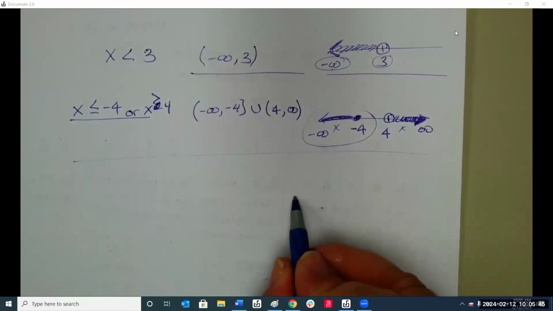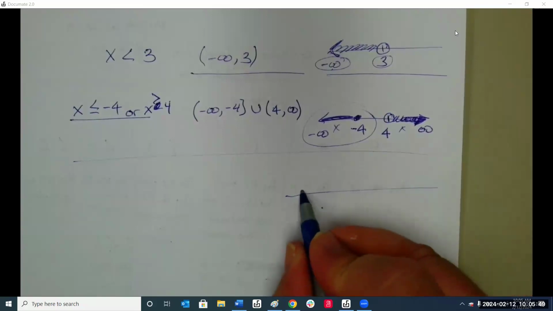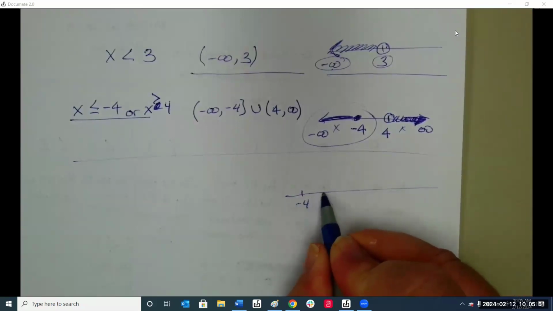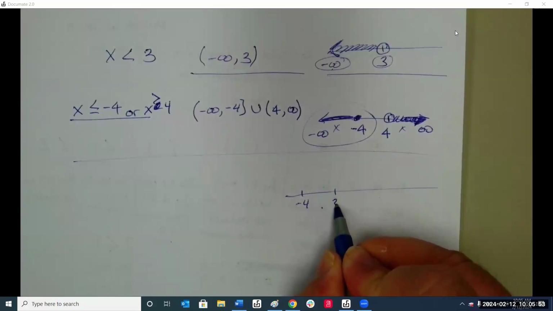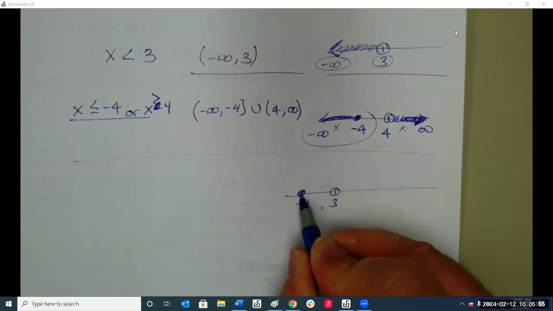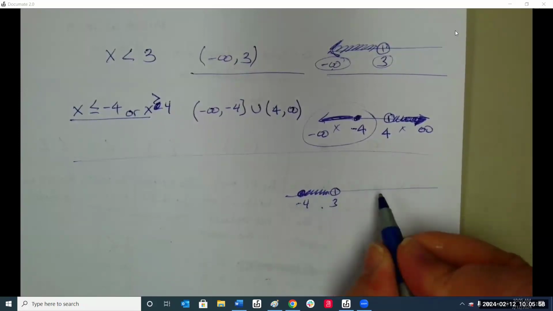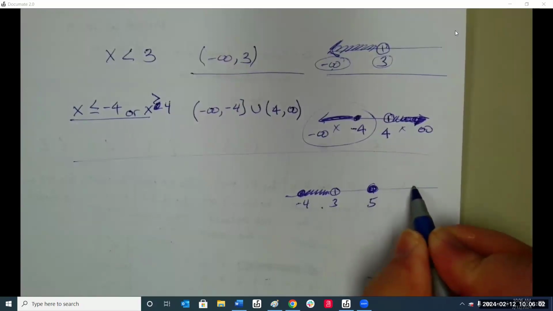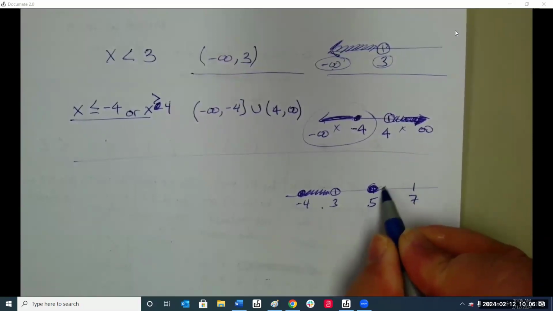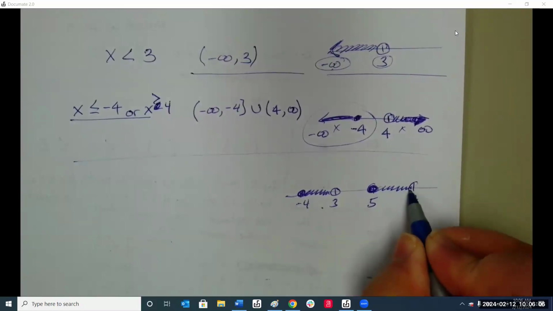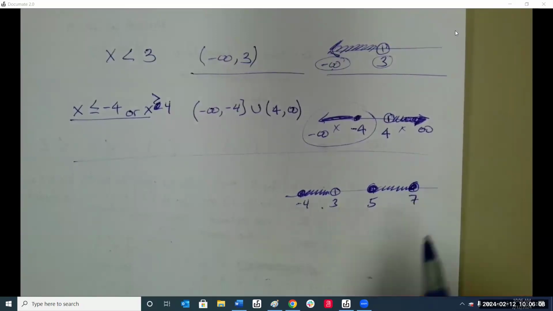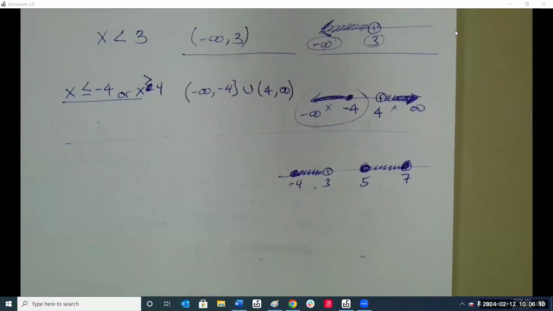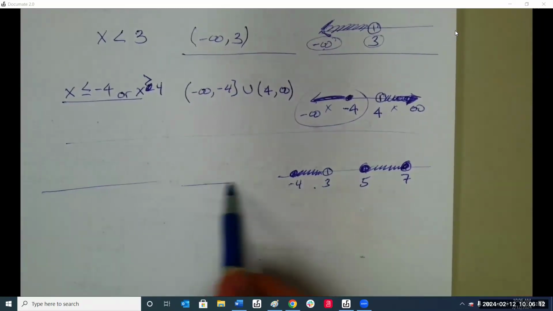Here's a graph I'm going to give you. There's the graph. Give me the other two formats.